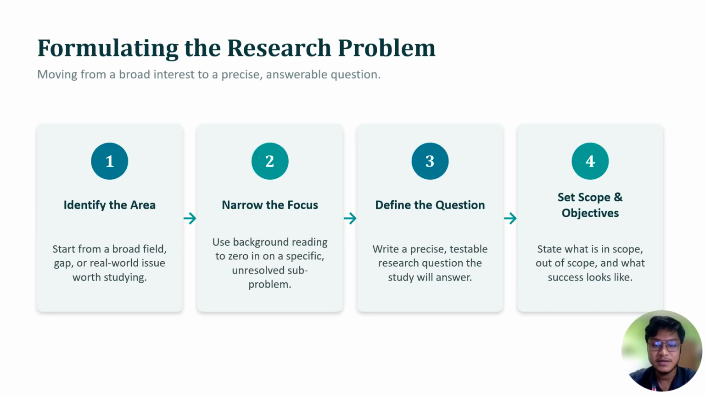In this slide, formulating the research problem. Now let's talk about problem formulation. We usually start with a broad research area or a real world problem. Then we narrow the focus by reading existing research and finding the specific gap. After that, we define a clear and testable research question. Finally, we set the scope and objective. This tells us what our research will cover, what it will not cover, and what result we want to achieve. So, problem formulation helps us move from a general idea to a clear research problem.